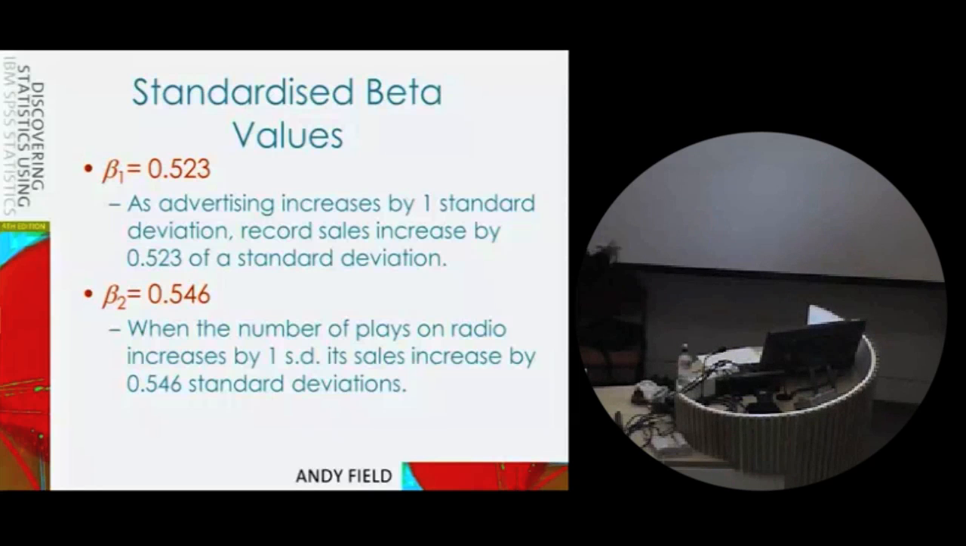But again, I'm coming back to this point that you can have predictors that are equivalent statistically, but in terms of their real-world utility, they can be very different. And as I keep saying, in this case, I think if you were trying to increase sales, you'd spend your time trying to get it played on radio and probably not be pumping money into advertising it.